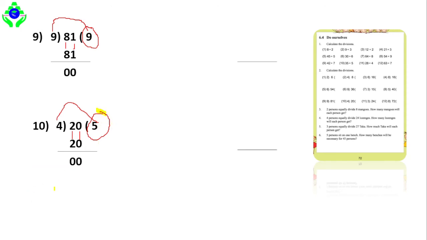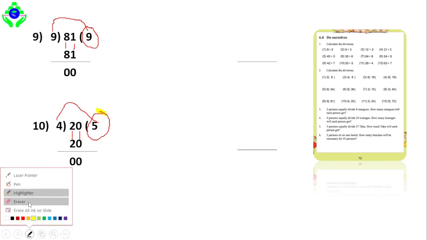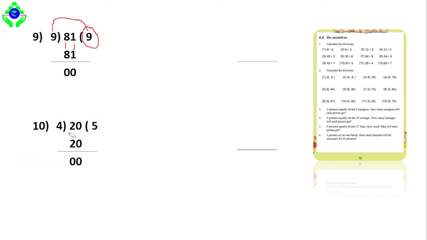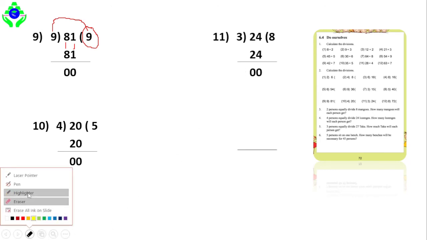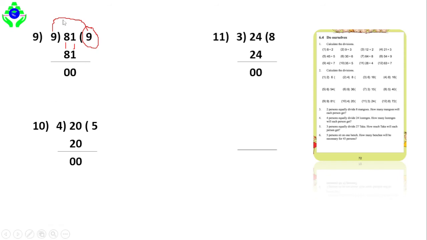Now, if we see question number 11, the question is like that. 3 divided by 24 is equal what? So before solving the question, you always just try to think that how we can solve such types of questions. So here in this question you can see 3 divided by 24 is equal what?